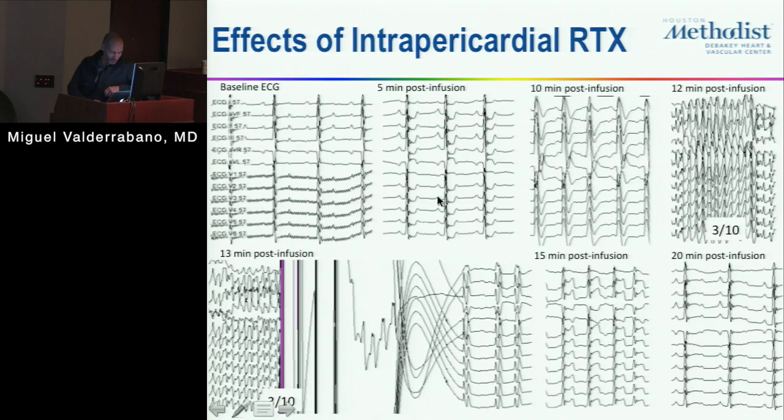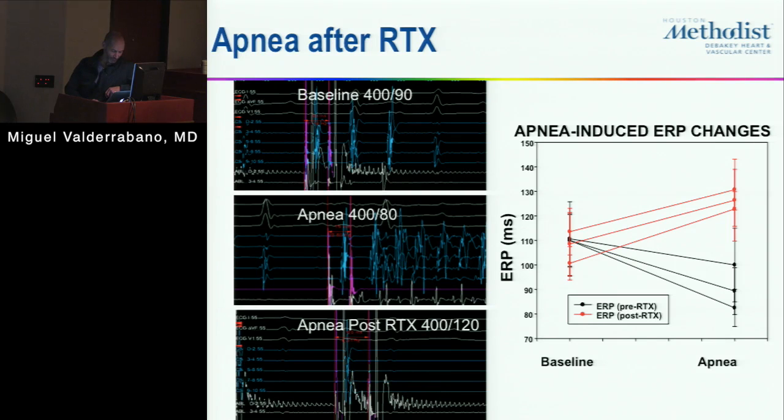Not only that, 10 minutes into the RTX, we get this ST elevation. 3 out of 10 dogs went into ventricular fibrillation. We shocked them. We got them back. We lost one. And then 20 minutes later, we're back to our baseline situation with a normal EKG, and everything is fine. Then we go and induce apnea. We try to induce apnea. And after RTX, the ERP not only did not shorten during apnea, but actually prolonged during apnea. And we no longer could induce AFib.